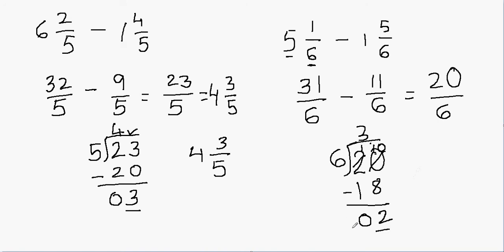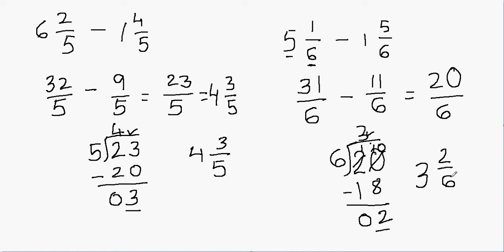Now, how do I write this again in mixed number form? I will write my answer first. 3 becomes my whole part, and then the remainder goes on the top, and the divisor goes on the bottom. So I have 2 over 6. Now, what do you notice here? That 2 over 6 is not in the simplest form.